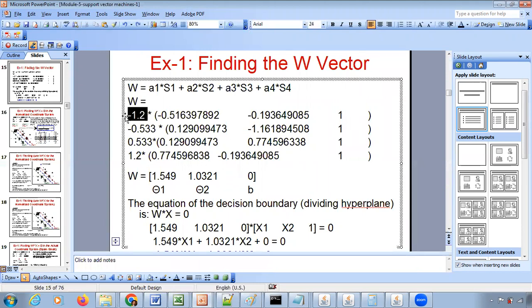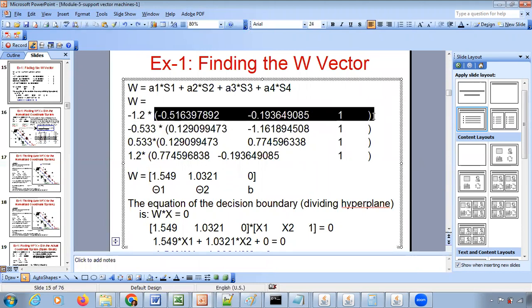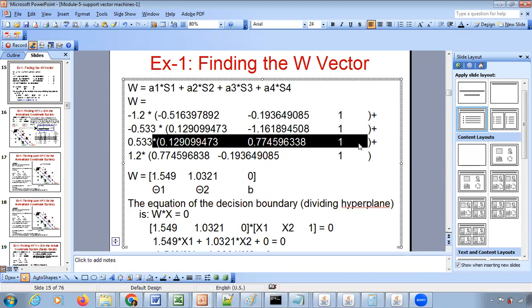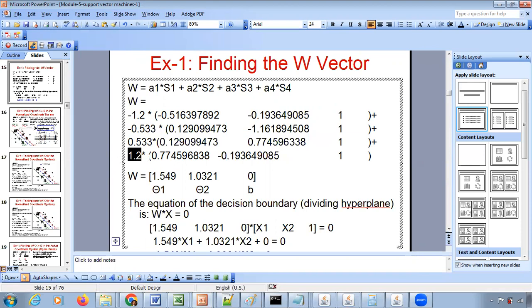So this is A1 times its associated support vector S1, plus A2. Again, remember there's a plus sign, but since A2 carries a negative sign with it, we'll just say minus. I don't show the plus here. If I want, I can show the plus, but we're just going to add them up term-wise. So the 0.533 for A3 times its S3, and then A4, which is 1.2 times S4.